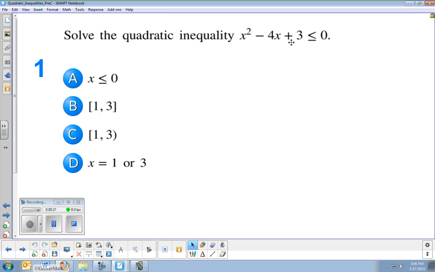The first thing we need to do is find what we call the critical numbers, or the roots. We need to find the roots. That's the lingo we've been using, so let's stick with that. What are the roots of this function? Now, how can I find the roots of this? I have a couple of options.